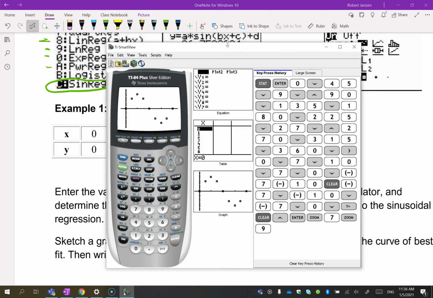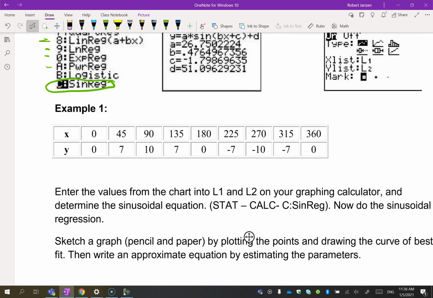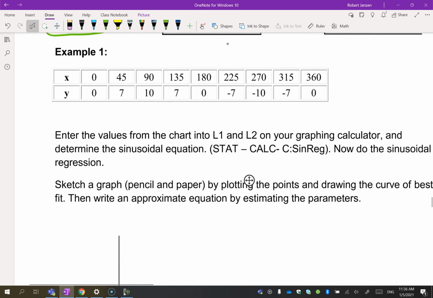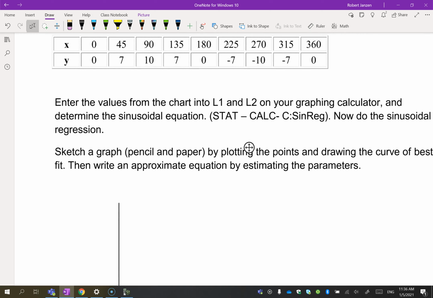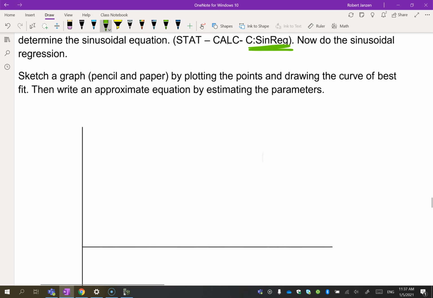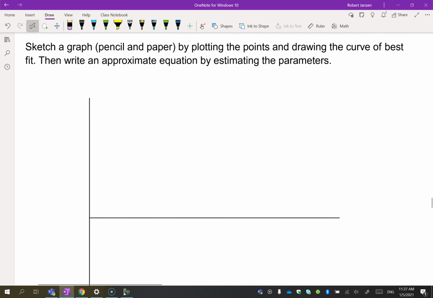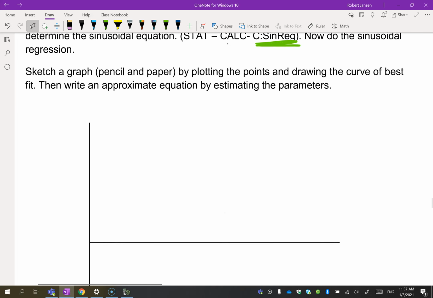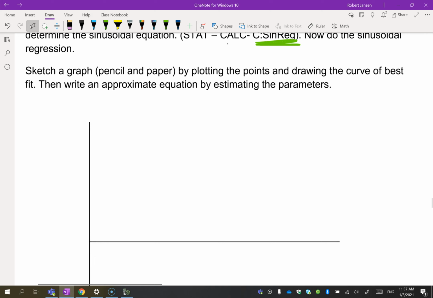Before I do the regression equation, I just want to quickly talk about how to graph that. It says here, enter the values in the calculator and then use the sine reg to find the equation. That's great. Then it says to sketch the graph. So how do you do that? You can see that the picture looked something like this. I don't want you to graph like that, though.